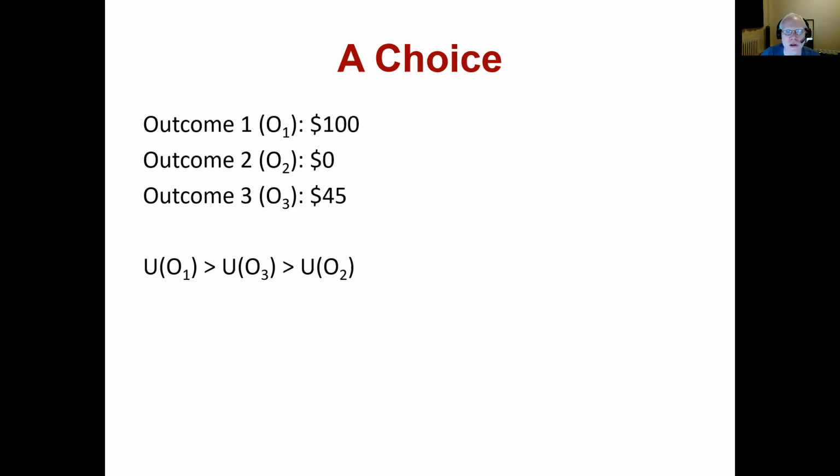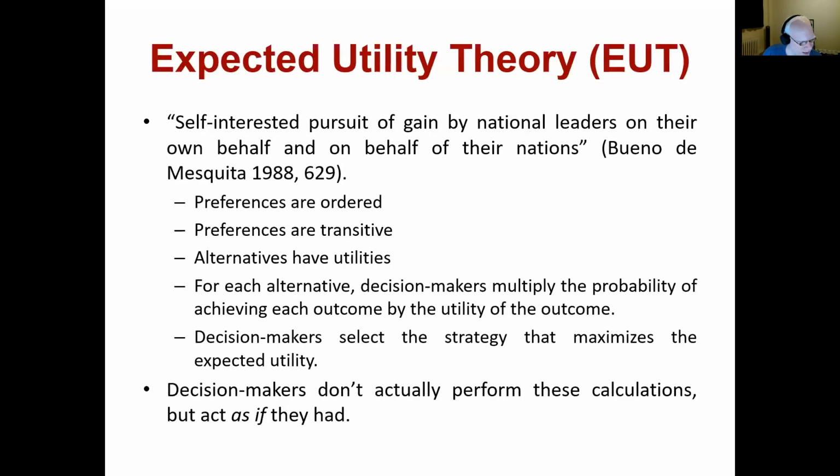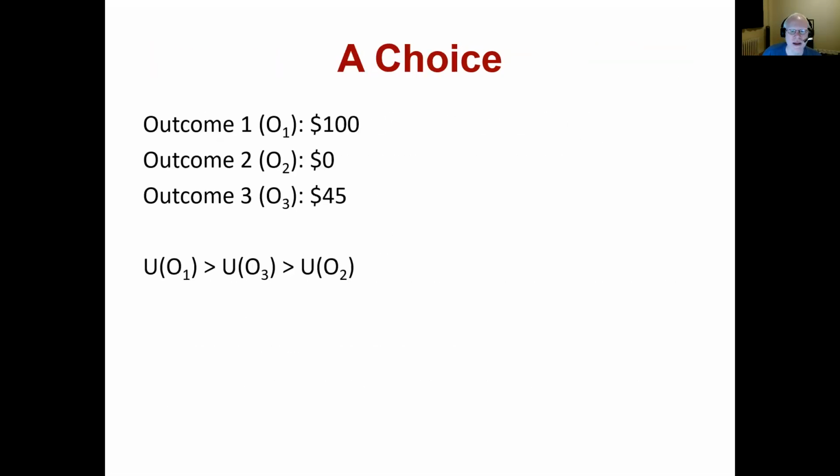For most people also, we would assume that the preferences are transitive. So you prefer A to B, you prefer B to C, you also prefer A to C, right? So you prefer getting 100 to 45, prefer getting 45 to 0, and you prefer getting 100 to 0. So we've satisfied preferences are ordered and transitive. Okay, alternatives have utilities, right? So each different alternative here, we have a certain outcome, right? We've assigned dollars to them, so 100, 45, 0.